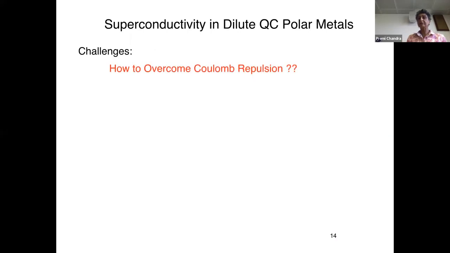So what are the challenges in superconductivity in quantum critical polar metals? The first challenge is, how do we overcome Coulomb repulsion? Remember that in BCS, one of the big problems is that the electrons don't like each other. How do we get them to like each other? Well, of course, in standard BCS, the phonons act as mediators. The electrons are fast, the phonons are slow. We don't have that.